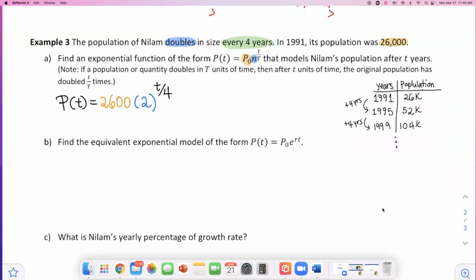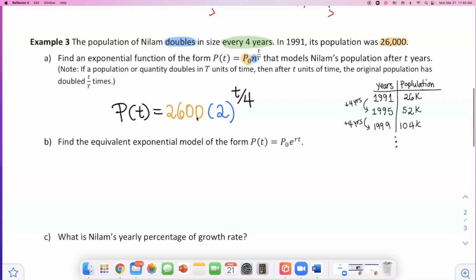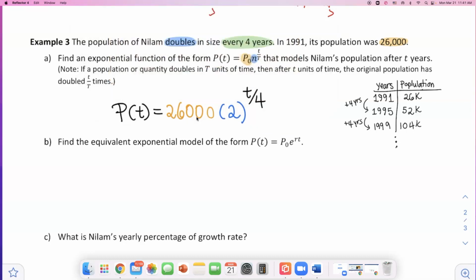Okay, I hope I'm making sense so far. This one was a bit tricky, but I hope you're okay with why it is 26. Oh, whoopsie, I'm missing 1 zero here. Let me fix that. I need 1 more zero here. So I need 26,000 as P naught, the initial value, 2 as the base because this population is doubling. Like I said, I would use 3 if this word was triple. The exponent is little t divided by 4 because we want to count the number of doubling periods, how many times it doubled, given t number of years, okay?